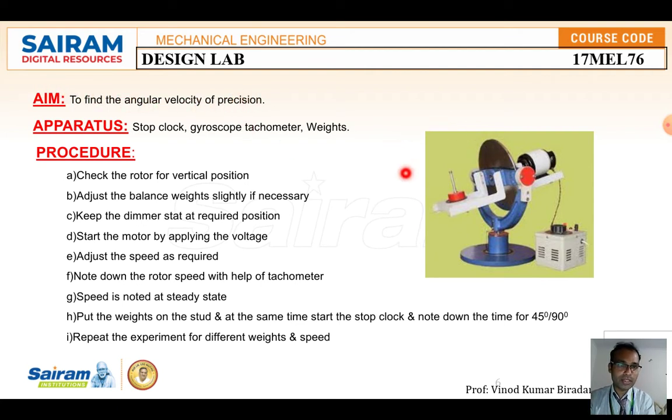Look at the diagram. So this is the gyroscope diagram. Here a dimmerstat will be there, and you can go on increasing the speed. In the left hand, in this direction, you are going to apply a load, even 1 kg load, 2 kg load, 3 kg load, and note down the speed. I will tell you that.